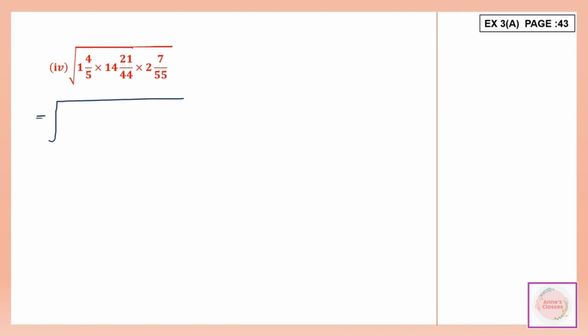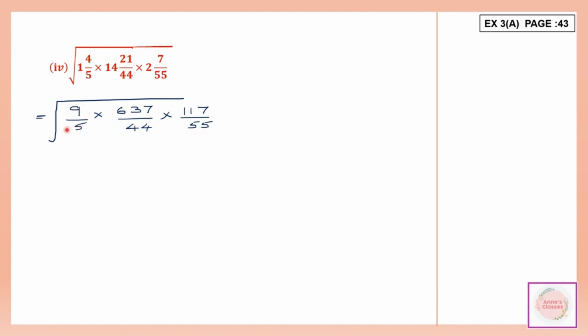So 5 ones are 5, plus 4 is 9. 9 by 5 into, now 44 into 14 plus 21 is 637. So work that out carefully. You need to get 637 by 44 into 55 into 2 is 110, plus 7 is 117 by 55. Now we have to find the prime factors of all these numbers first. We have to find the prime factors, so let's do that.